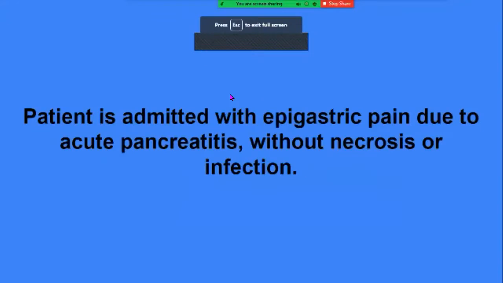Okay, you guys can see this? Yes. Okay. Patient is admitted with epigastric pain due to acute pancreatitis without necrosis or infection. Okay, that's a whole mouthful, right? This is changing from when we were doing our CPT book. Well, this is, remember, why we're doing it. What's wrong with the patient? Well, with this patient, epigastric pain due to acute pancreatitis without necrosis or infection.